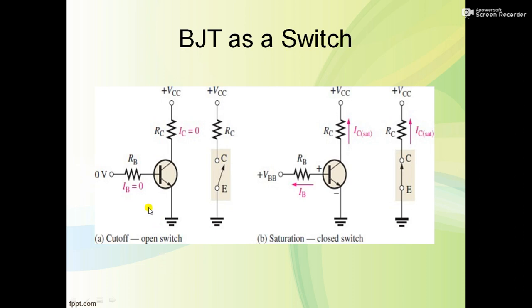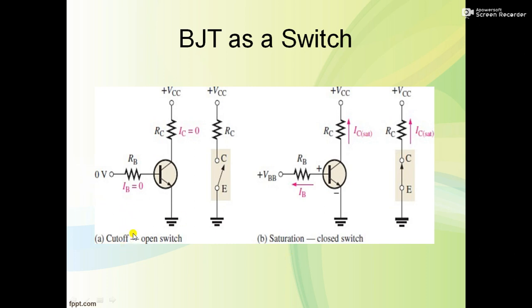off switch. So here we are using the common emitter configuration in both cases. In the cutoff region, you can say that it is an open switch. When it is an open switch, no current is flowing, so it is called an off switch. In the saturation region, it is a closed switch, meaning it is an on switch, because in the saturation region both junctions are forward biased.